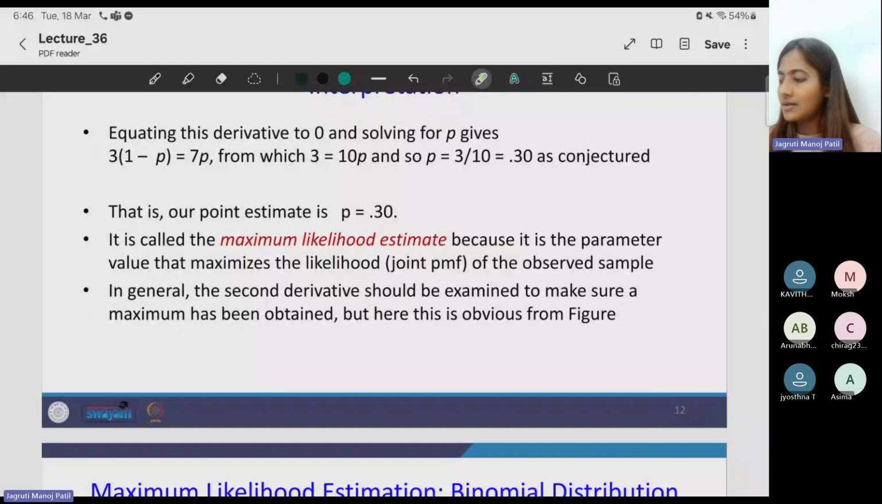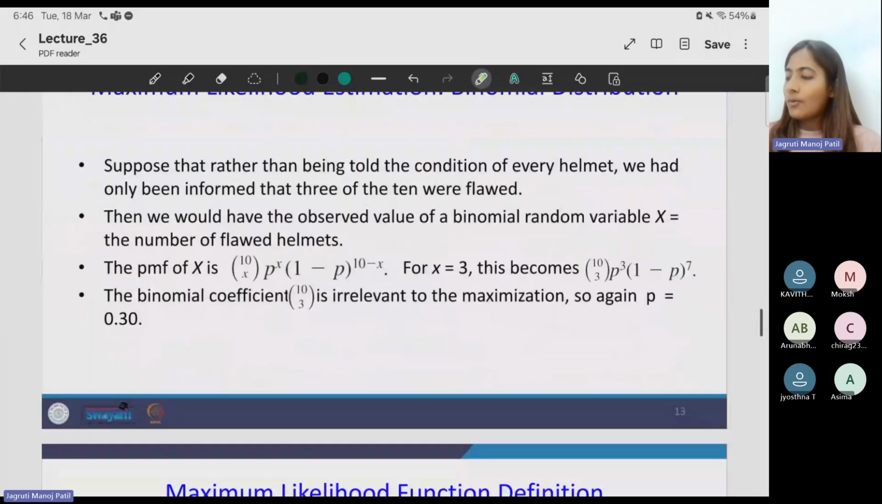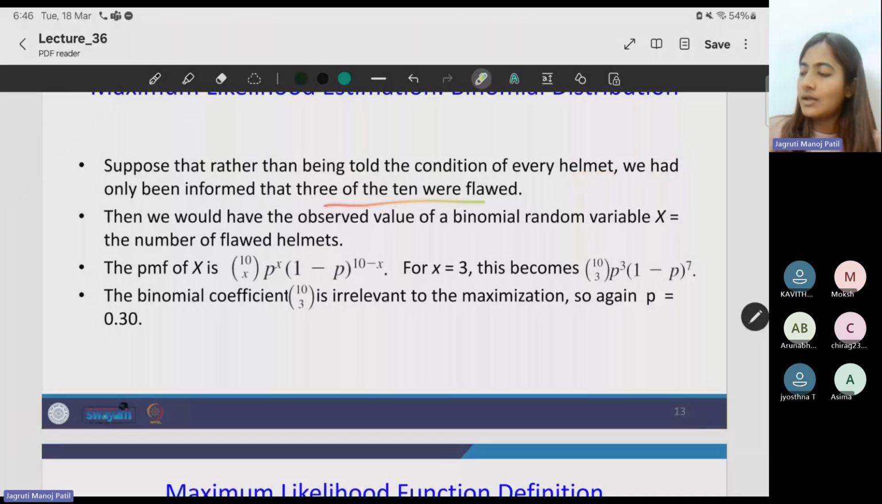Okay, now suppose that rather than being told the condition of every helmet, we had been informed that 3 of 10 were flawed. So what we do is the normal combination. We'll do 10Cx, the probability of the flawed ones, and the probability of those which are not flawed.